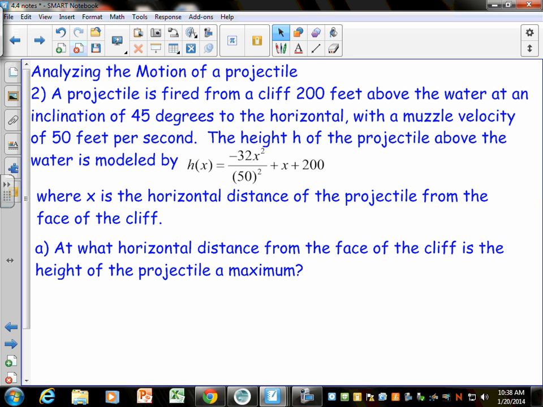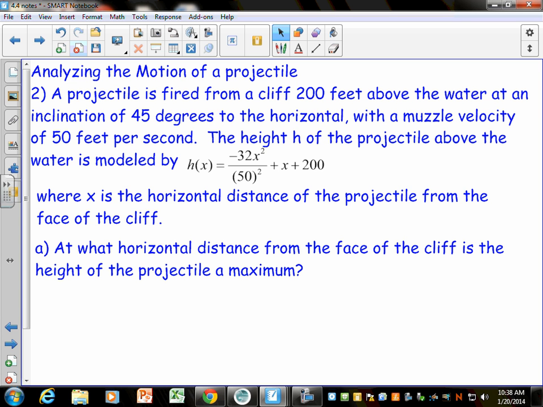This is really why I printed your notes out, because this one's kind of crazy to write all this down. There are other things in this lesson, but the two types of problems that show up on the unit test are maximizing or minimizing something, and talking about projectile motion. And projectile motion is something that we talk about even all the way back in Algebra 1, and the higher math you get, the more we talk about this. In calculus, we talk about it all the time. But it says a projectile is fired from a cliff 200 feet above the water at an inclination of 45 degrees to the horizontal, with a muzzle velocity, which I kind of laughed.